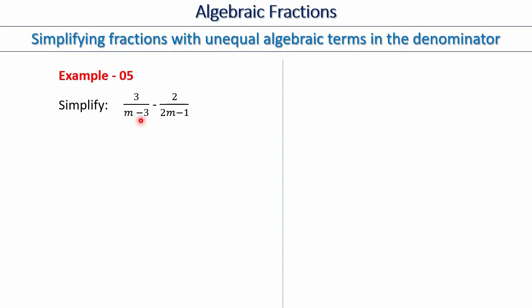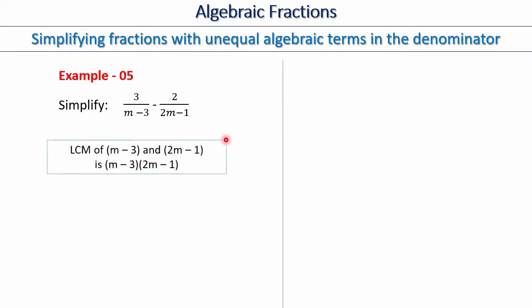Denominators are given as m minus 3 and 2m minus 1. Same method. LCM we have to find for these two. That LCM becomes m minus 3 into 2m minus 1. That means you have to make this denominator. Here these are different denominators. You have to make these two the same. Same means like this. That means LCM.